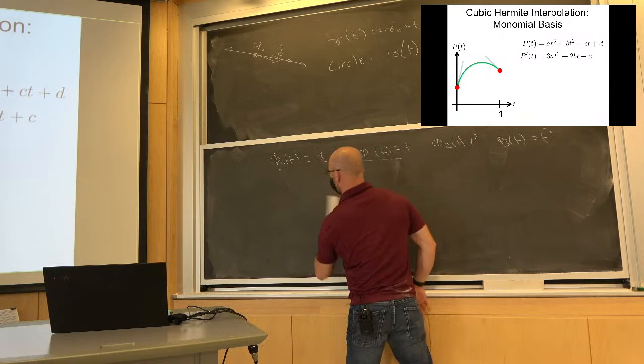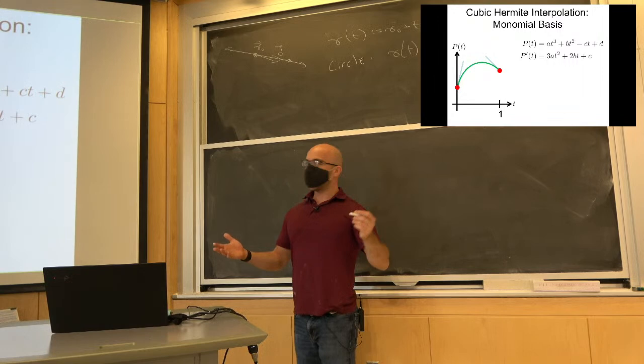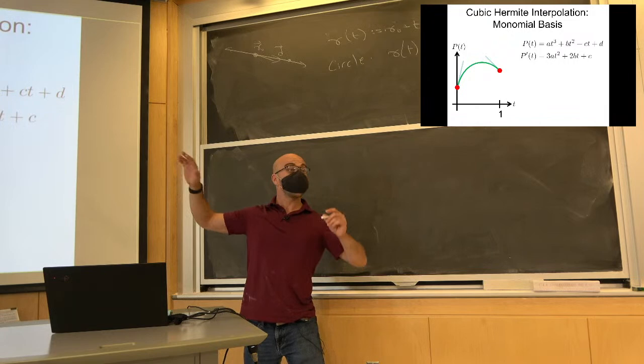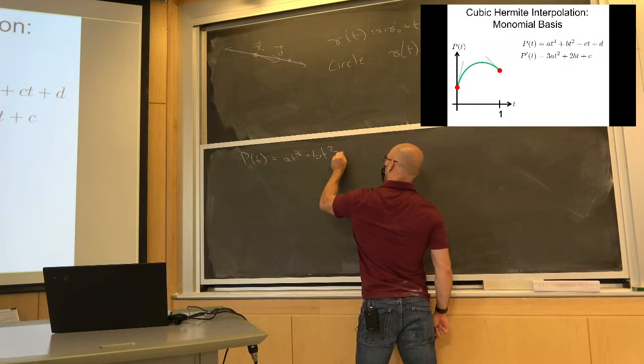Oh no, I erased my monomials. That's okay. Every year I mean to swap out A, B, C, and D for something better, but I forgot. So, I want a cubic polynomial, and I essentially have 4 different unknowns to specify a cubic polynomial: A, B, C, and D, in the monomial basis. That's the tag we're going to use a lot today. So I can write my monomial: P of t is equal to A t cubed plus B t squared plus C t plus D.